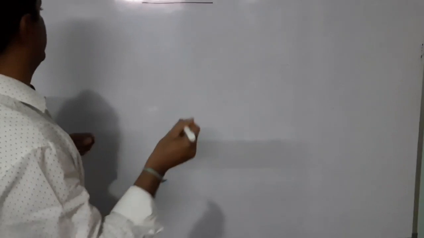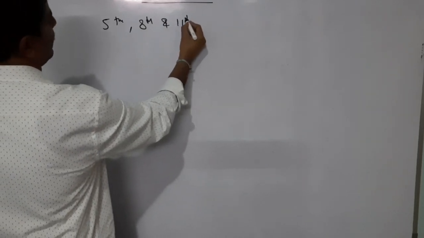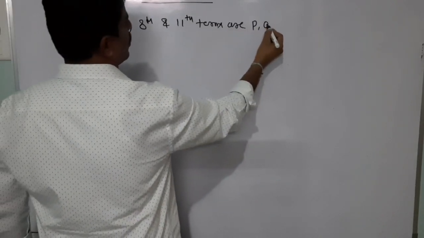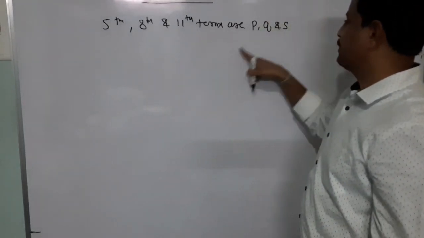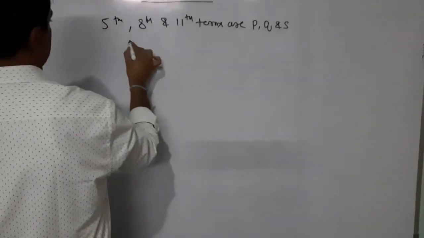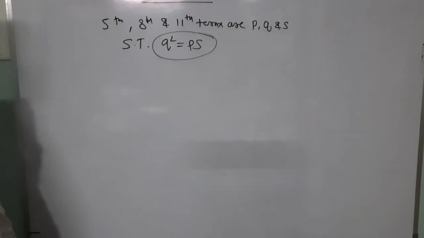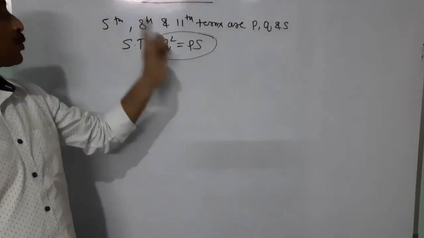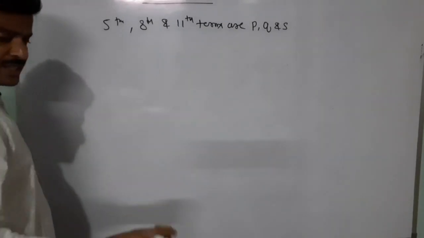So problem number 5, look at what is given here: the 5th, 8th and 11th terms are P, Q and S. Look at the textbook: the 5th term is P, the 8th term is Q, the 11th term is S. Show that Q square is equal to PS. That is what we have to prove. Let us first take the 5th term.